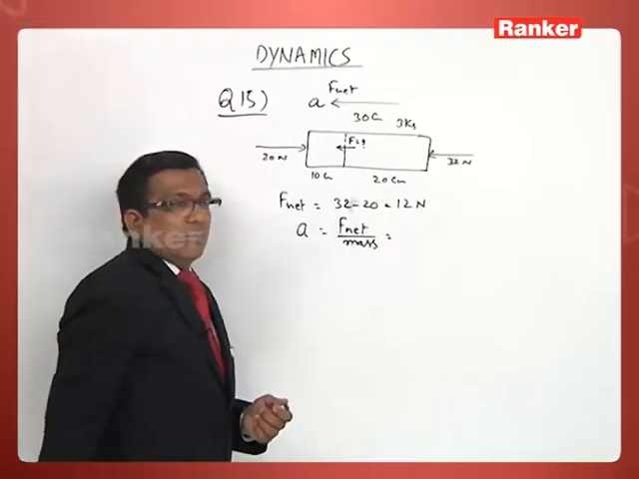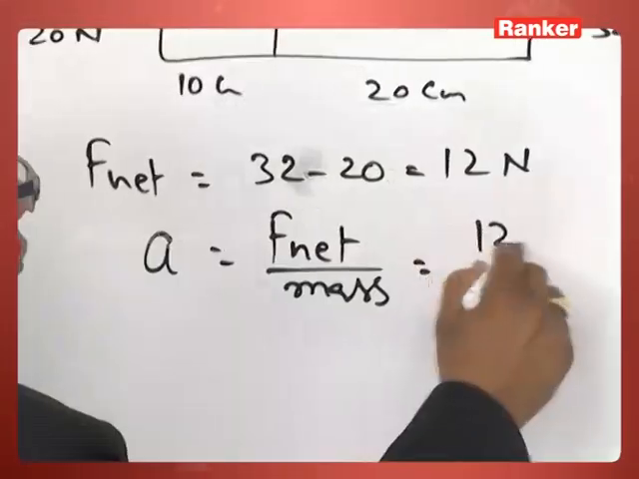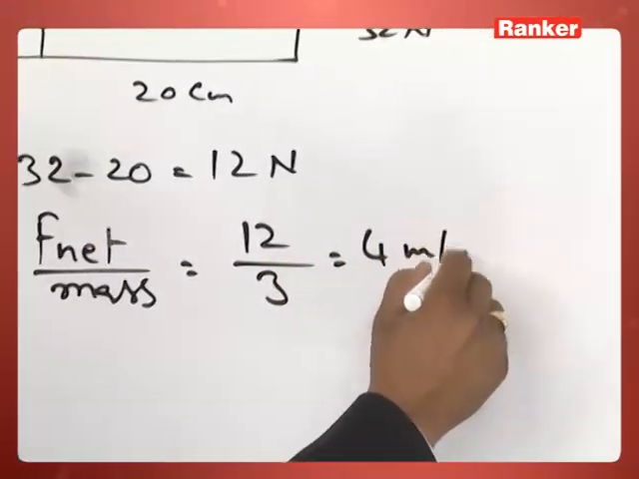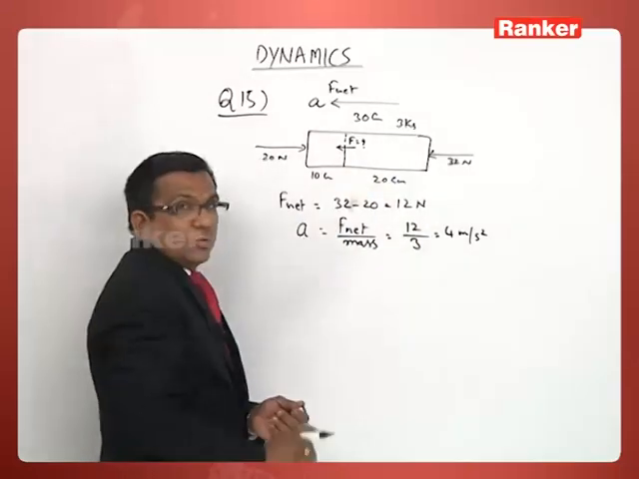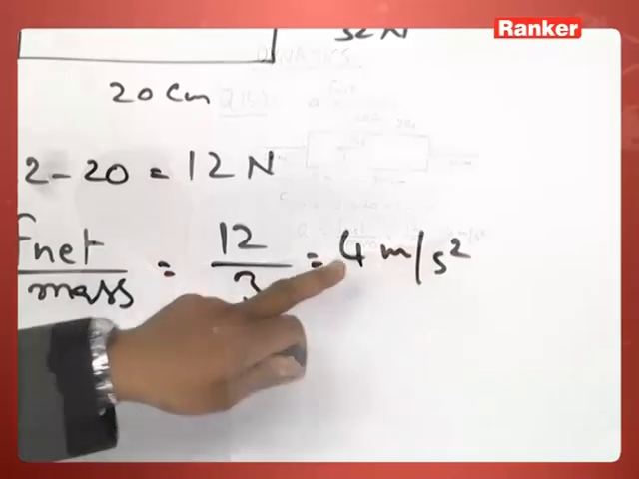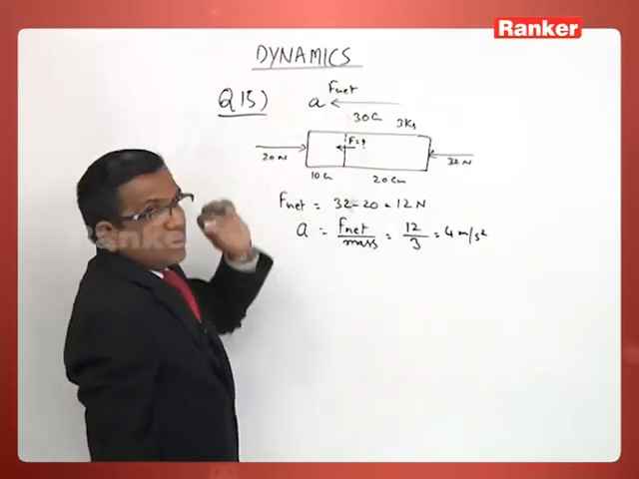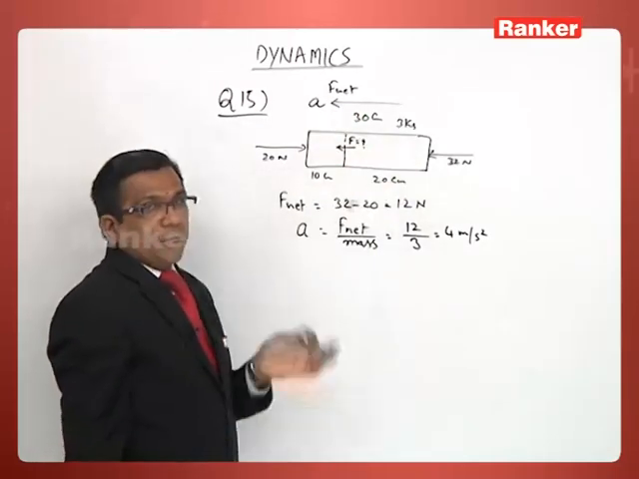Acceleration is net force by mass. From Newton's second law you can write, net force is 12 Newtons and mass is 3. So it will be 4 meter per second square. These two forces together cause an acceleration of 4 meter per second square in this body, in the direction of net force, the force of greater magnitude.